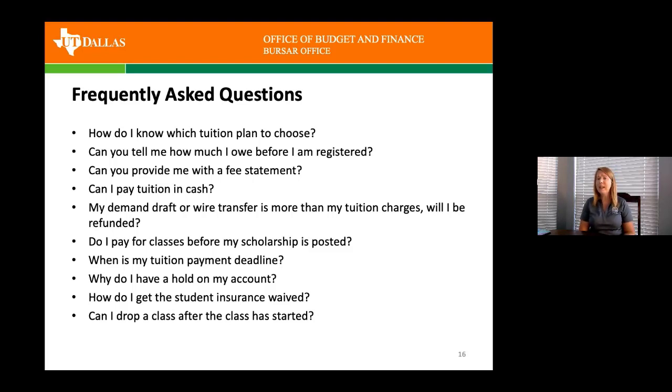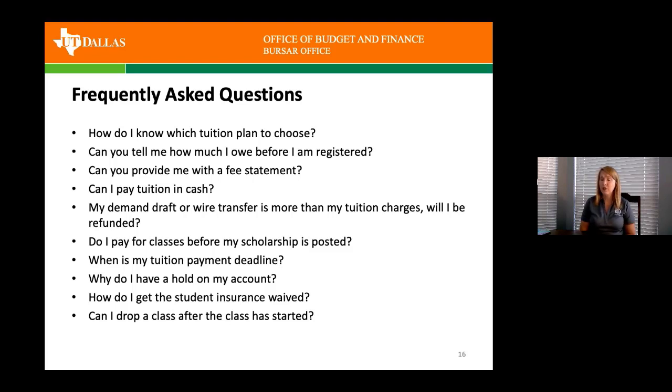Why do I have a hold on my account? Again, I mentioned holds earlier. People hear the term hold and they think it's bad. It doesn't necessarily mean that it's bad, but you could have a hold because you have to choose your tuition plan. You could have a hold because you owe us a balance that may be past due, or the department may have a hold on you. Maybe they need more information, or sometimes you just need to contact your advisor to register, and that hold is on there to let you know to contact your advisor.